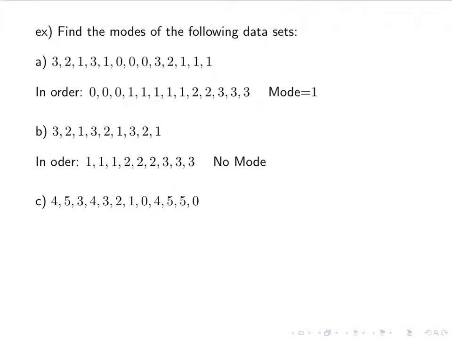Another example, again, I'm going to put them in numerical order first. Be really careful when you do this. Make sure you're not skipping over any of them or you're not accidentally doubling them. So after you write them in order, you always want to make sure you have the same number of values. So count the number of values in the beginning, count the number of values after you've put them in order, and make sure that they're the same.